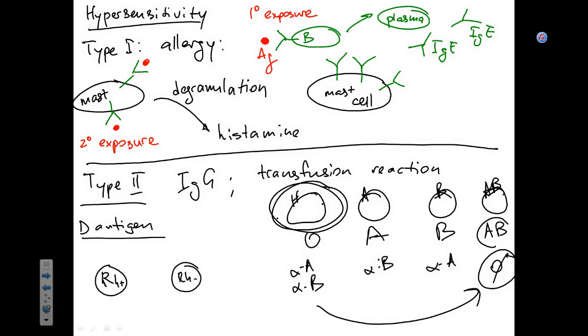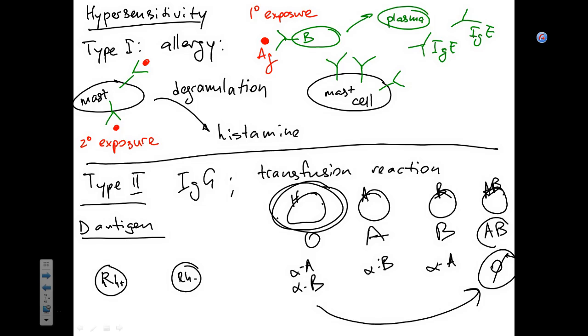Do we have the antibodies against rhesus from the beginning? No, we don't. Can we form antibodies against rhesus? Which blood group should we have to form antibodies against rhesus? We have to be rhesus negative to form antibodies against the D antigen. Does that make sense?